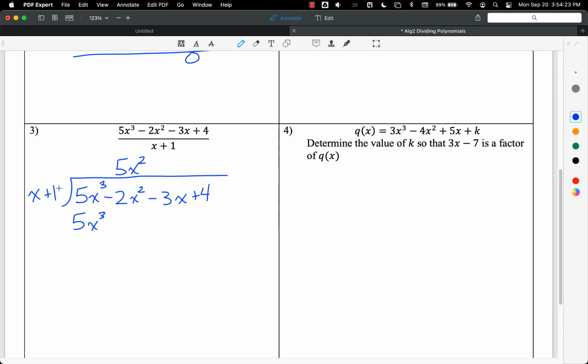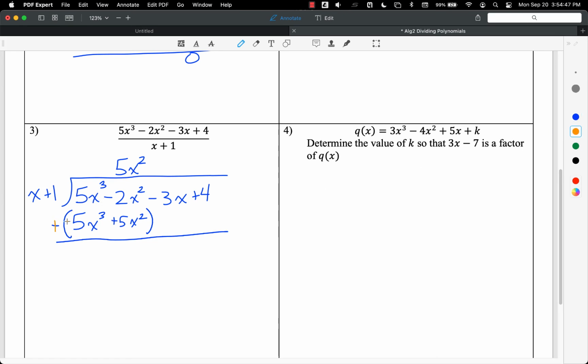And then distribute into the 1 as well. 5x squared times 1 is 5x squared. So plus 5x squared. What we just did here is we distributed this 5x squared into these two terms to get this binomial. Now that we've done that distribution, we're going to take this whole binomial and we're going to subtract it from this polynomial with 4 terms. We're going to subtract, and that's kind of like distributing the negative. So let me go ahead and distribute that.